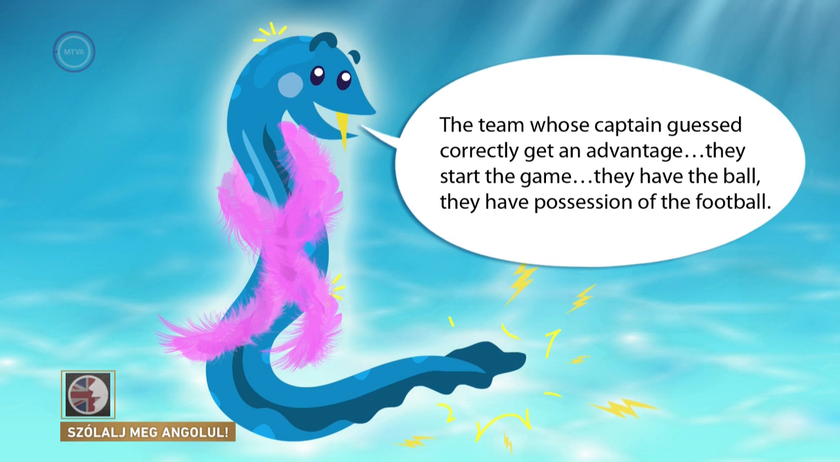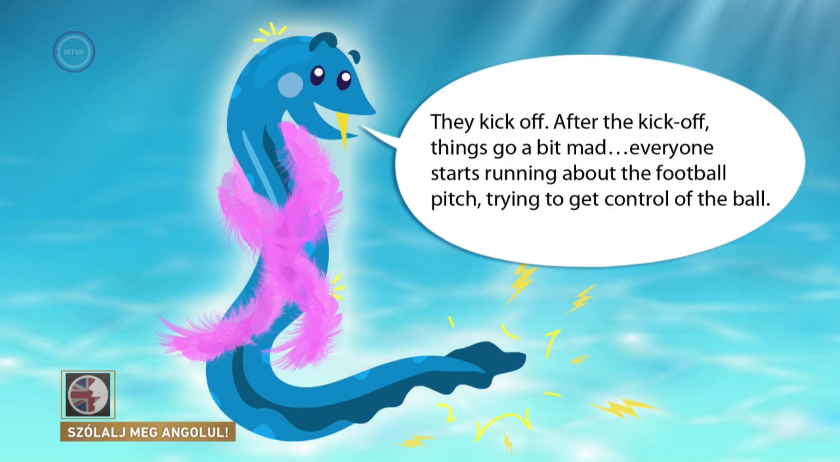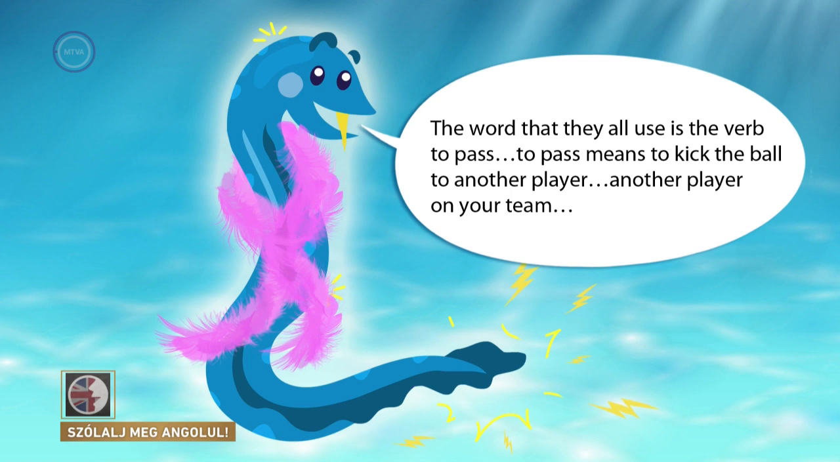They start the game. They have the ball. They have possession of the football. They kick off. After the kick-off, things go a bit mad. Everyone starts running around the football pitch trying to get control of the ball. The word that they all use is the verb to pass. To pass means to kick the ball to another player on your team.